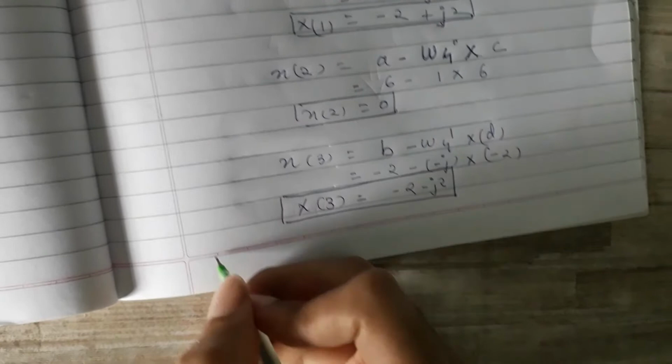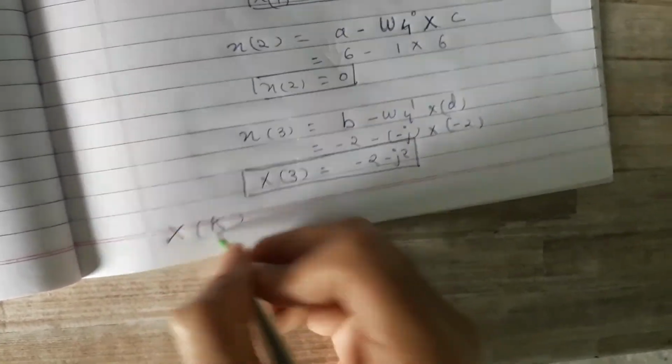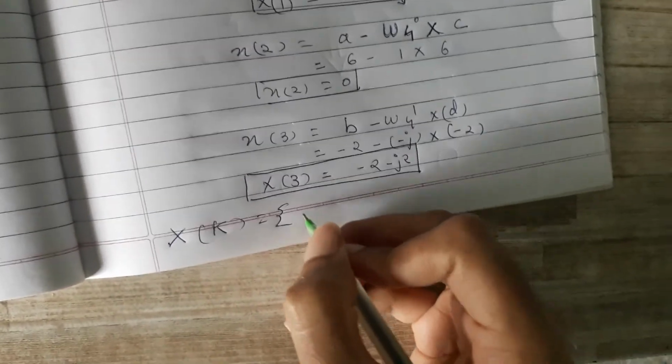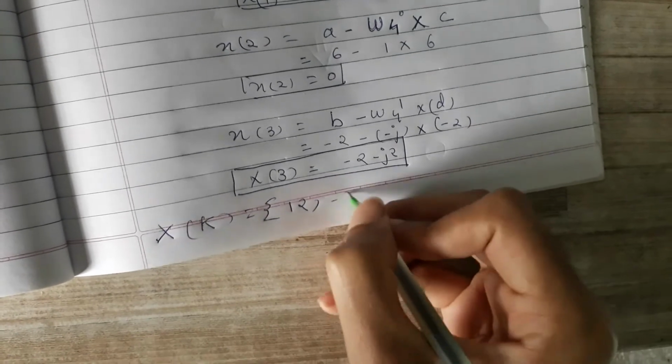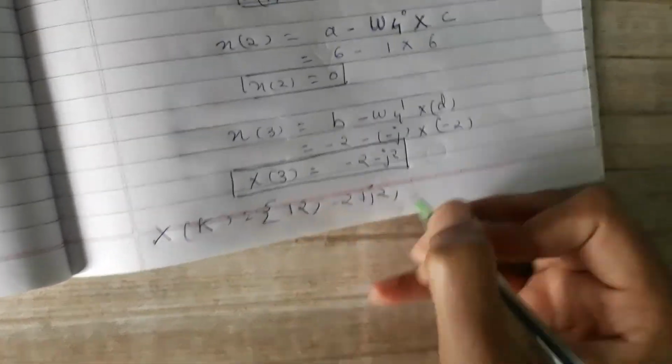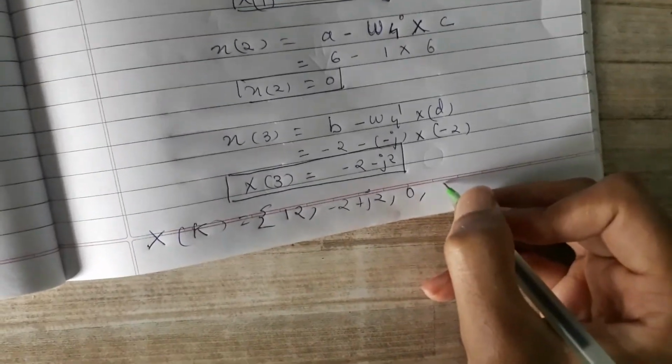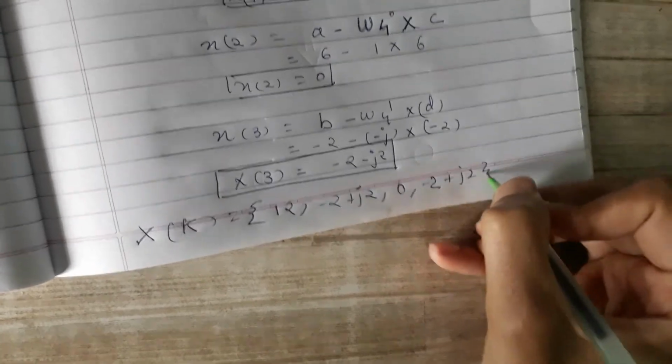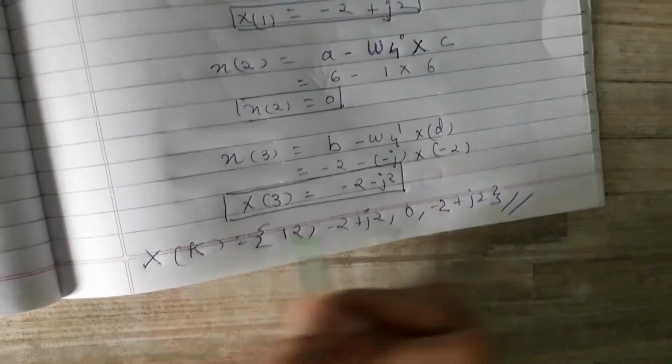So we got our final X[k], that is 12, -2 plus 2j, 0 and -2 minus 2j. This is our final frequency domain answer.